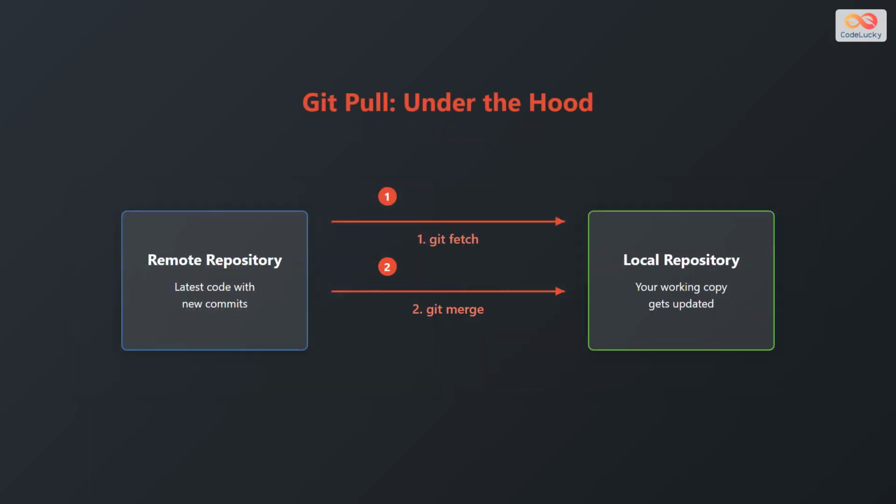Let's understand what happens behind the scenes when you run Git Pull. First, the Git fetch command retrieves the latest code, including new commits, from the remote repository. Second, the Git merge command integrates these fetched changes into your local repository, updating your working copy. So, Git Pull is essentially a two-step process of fetching and merging.